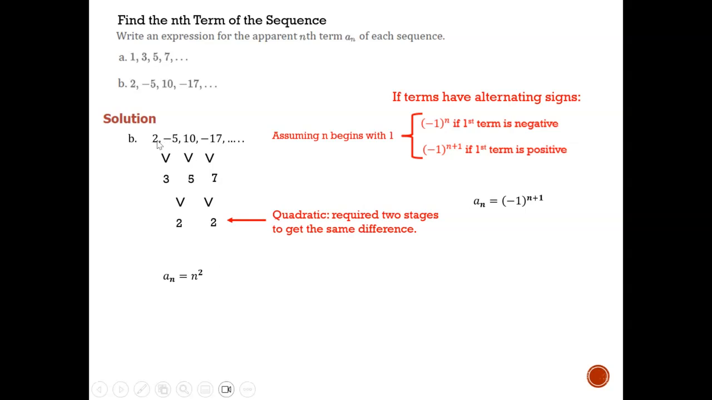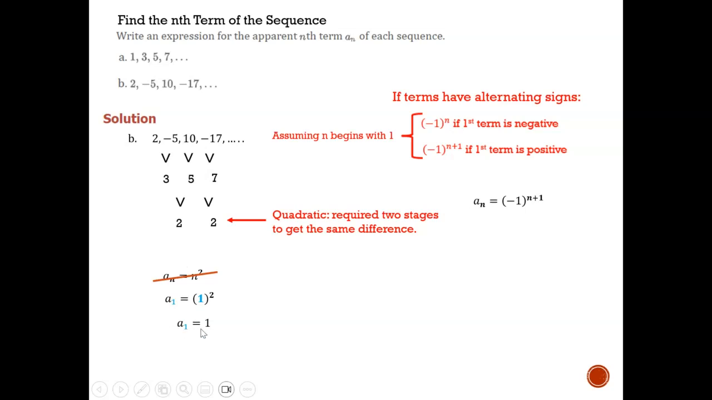My first term is 2. So let's plug in 1, because it's my first term, into the formula. It's going to give us 1. If we notice, that's not the formula, because the first term, according to the formula that we found, is 1, but according to the sequence, it's 2. So that's not the formula.